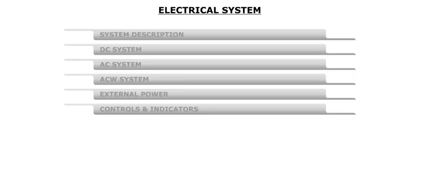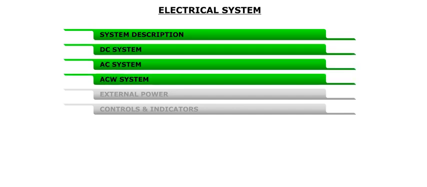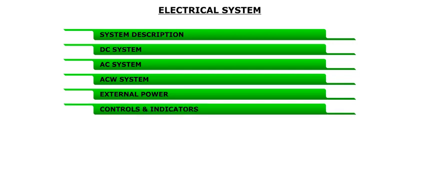In this module, we will cover the electrical system of the ATR. We will start out with a brief system description. Following the system description, we will cover the DC system, the AC system, the AC walled system, and external power. Finally, we will review the controls and indicators associated with the electrical system.